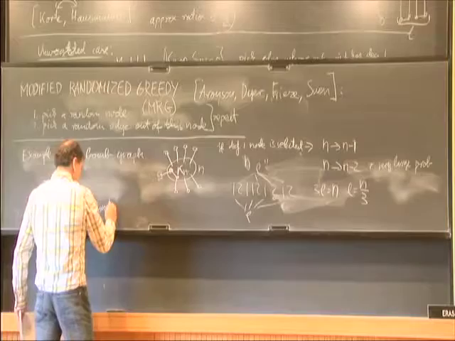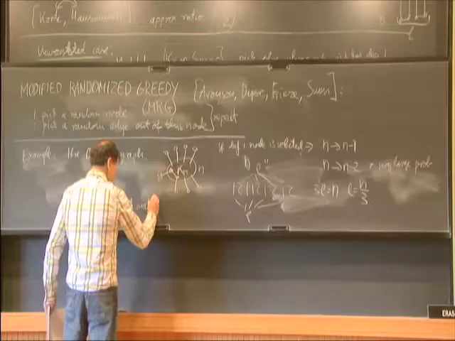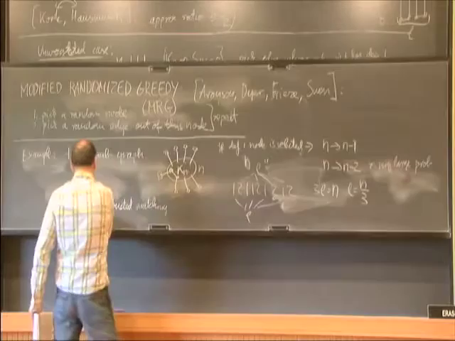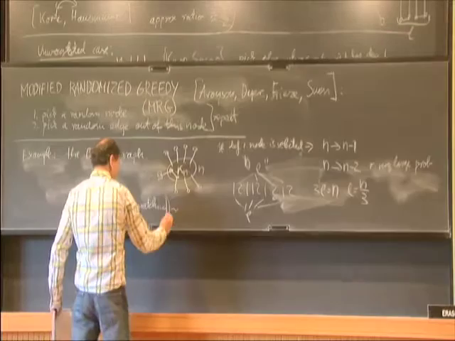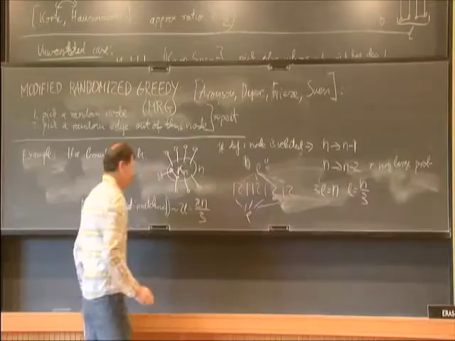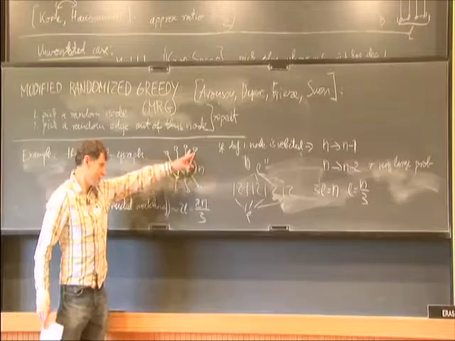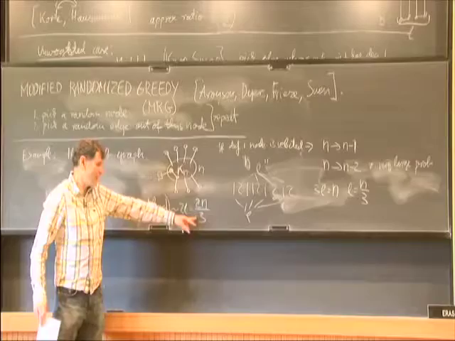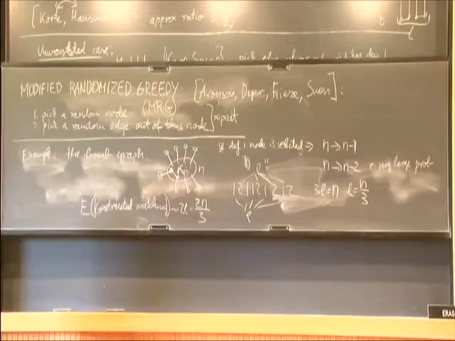So the constructed matching, well, on expectation, has size 2L, which is 2N over 3. But recall that this graph has 2N nodes rather than N nodes. So 2N over 3 is a factor of 2/3 smaller than the actual matching size.